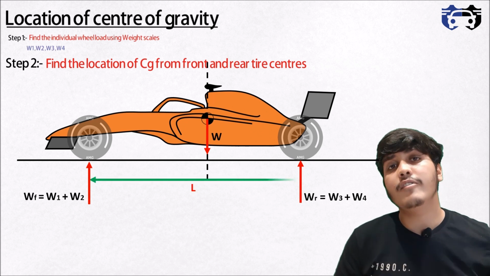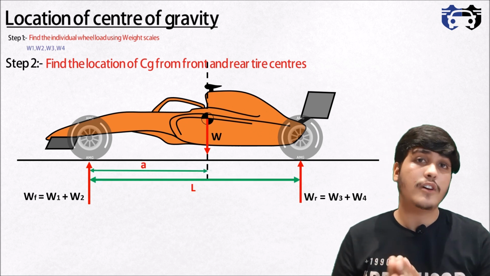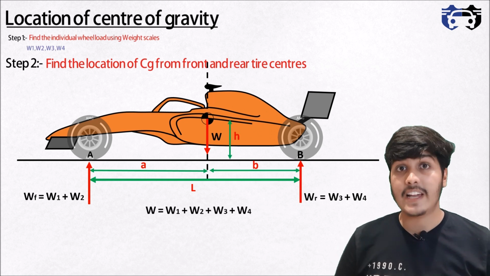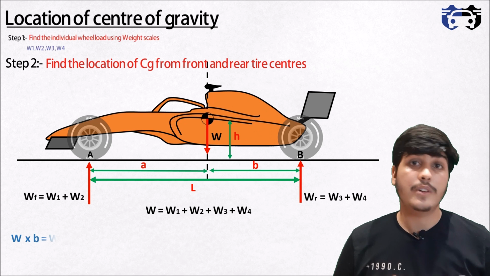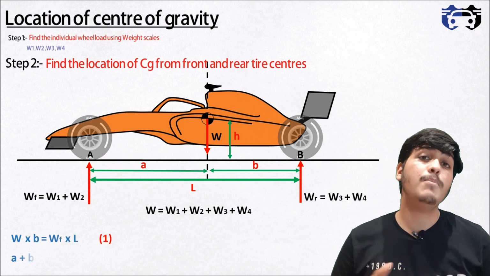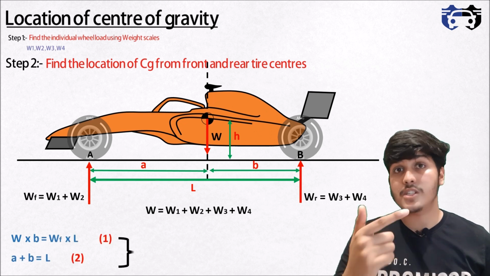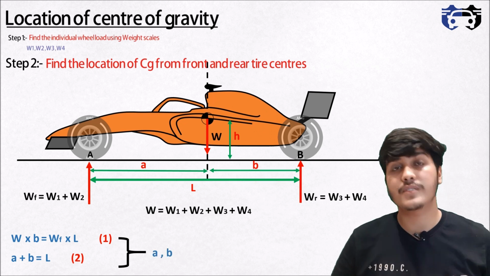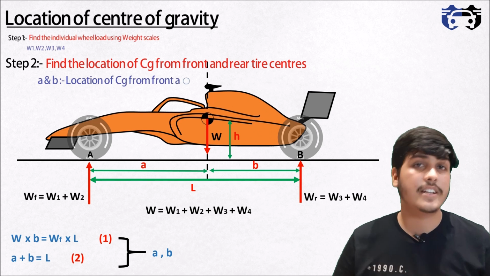Make sure you have the wheelbase of your vehicle and track width for the front and rear tire axle. Now taking moment about the rear contact patch B, we will get W into B equals WF into L. Also A plus B equals L. On solving equations 1 and 2, you will get the values of A and B, that is the location of center of gravity from the front and the rear tire center.